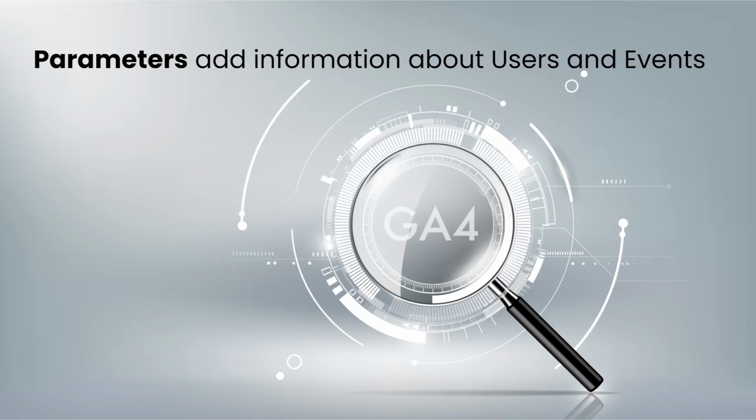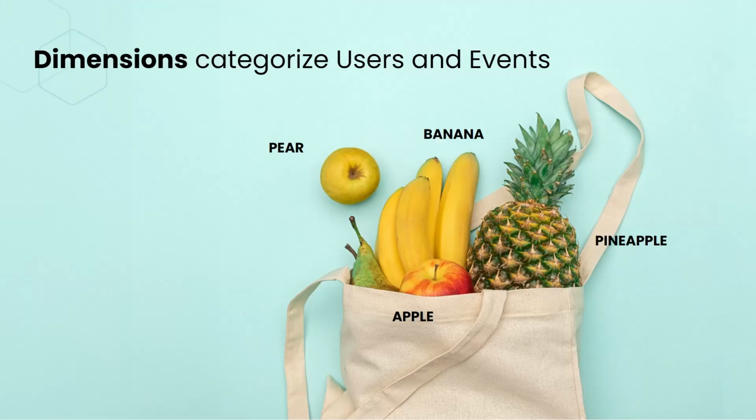Okay, so everything in Google Analytics is a user or an event, but that's not enough to make good data on its own. That's why users and events have additional properties called parameters. This basically tells you more about a particular user or event. And there are two types of parameter: there are dimensions and there are metrics. We'll go over them for you now.